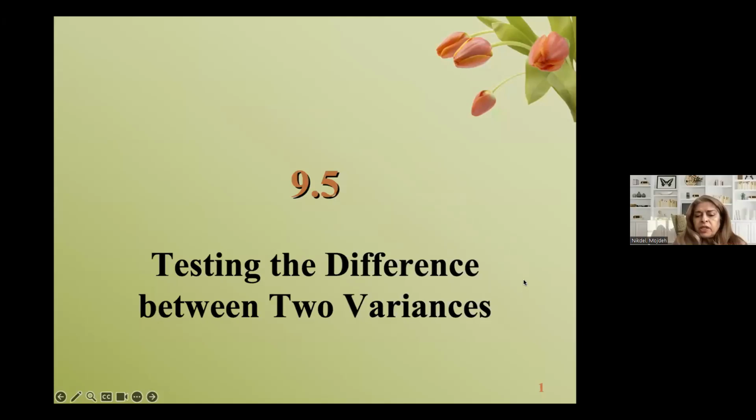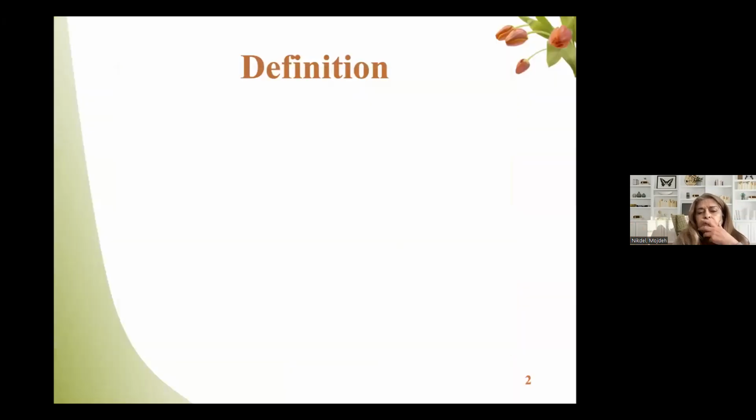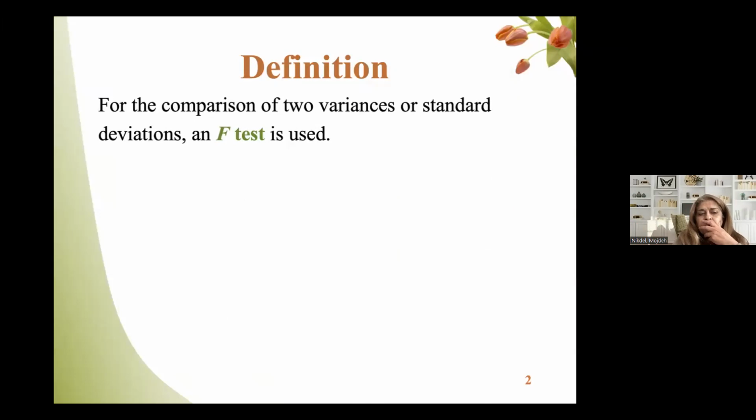Okay, testing the difference between two variances or two standard deviations, 9.5. When you have two populations and you want to do hypothesis testing for two variances or two standard deviations, or find a confidence interval, you are not going to use the chi-square test as with one variance. You're going to use the F-test.